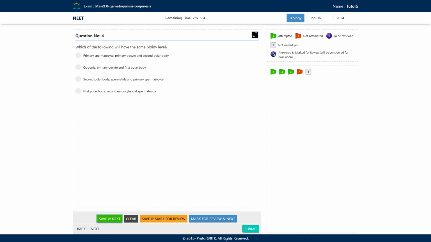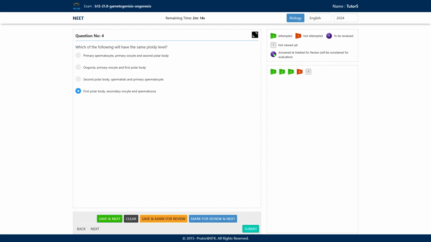Next question: which of the following have the same ploidy level? Means which of the following have the same number of chromosomes? These are the options A, B, C, D. You have to choose the correct answer.